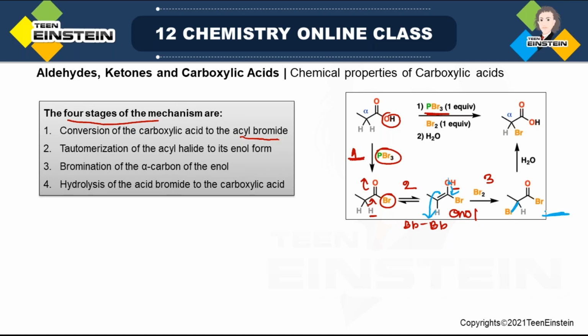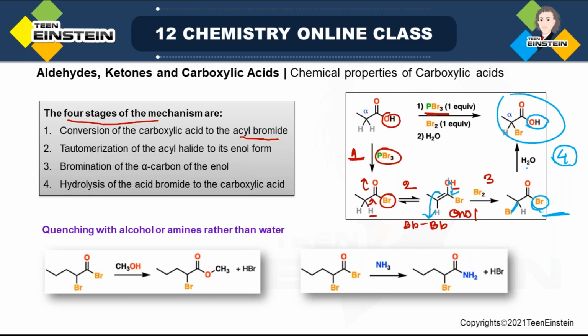So this is the product after third step, and you can say this is bromination of alpha carbon of the enol. Next, that is the final step. Number 4 is hydrolysis. So when you are doing hydrolysis, this Br is replaced by OH, and this is the final product, that is alpha halo carboxylic acid. So these are the 4 stages of the reaction mechanism. You can also draw more detailed mechanism, but this is the summary of the mechanism. There are actually 4 steps.